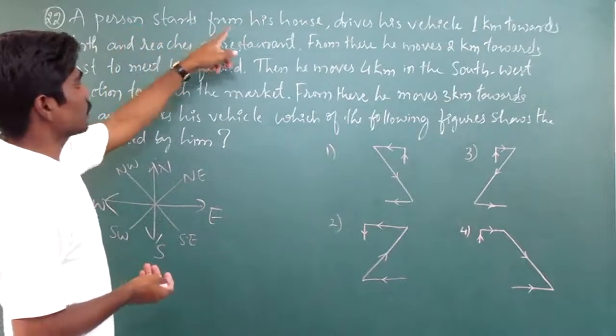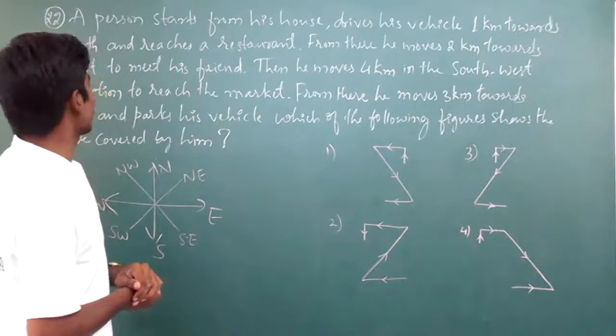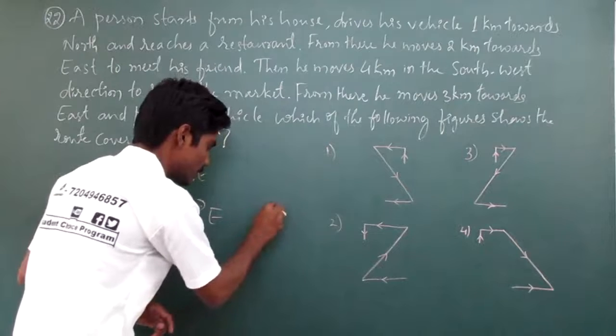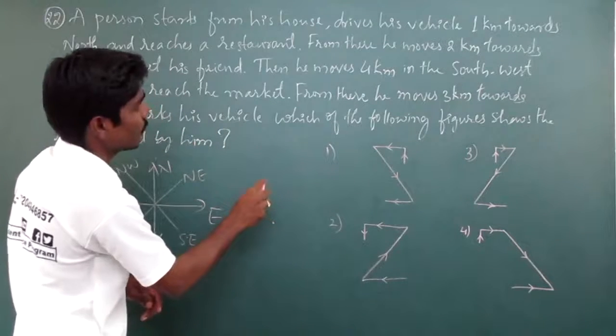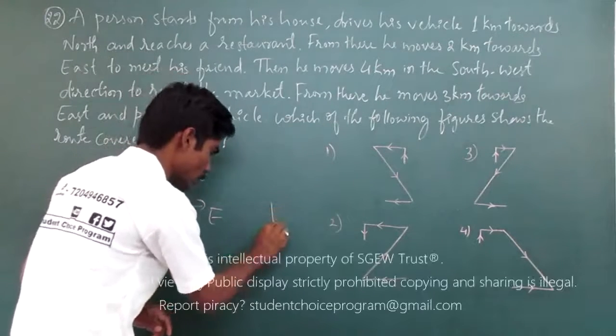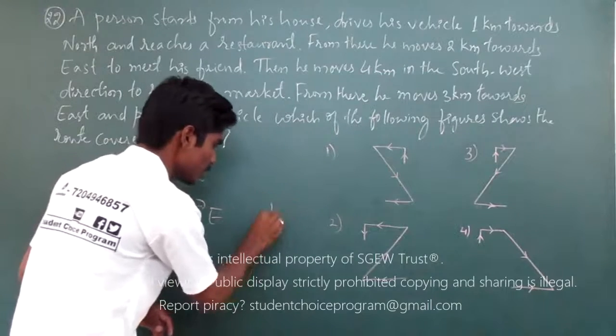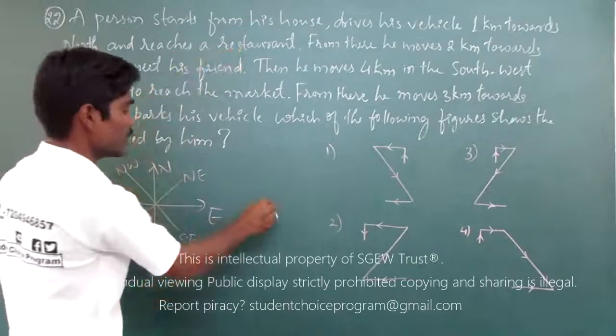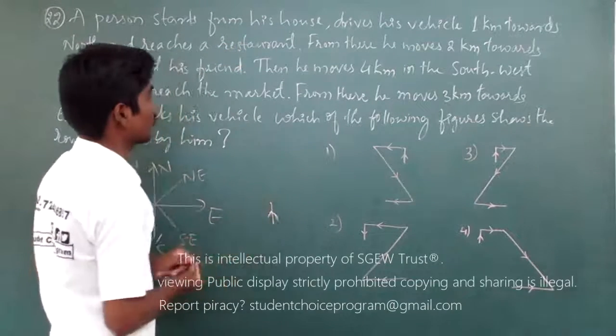A person starts from his house and drives his vehicle 1 kilometer towards north. A person starting from his house drives his vehicle about 1 kilometer. In which direction? In north direction. And he reaches a restaurant.